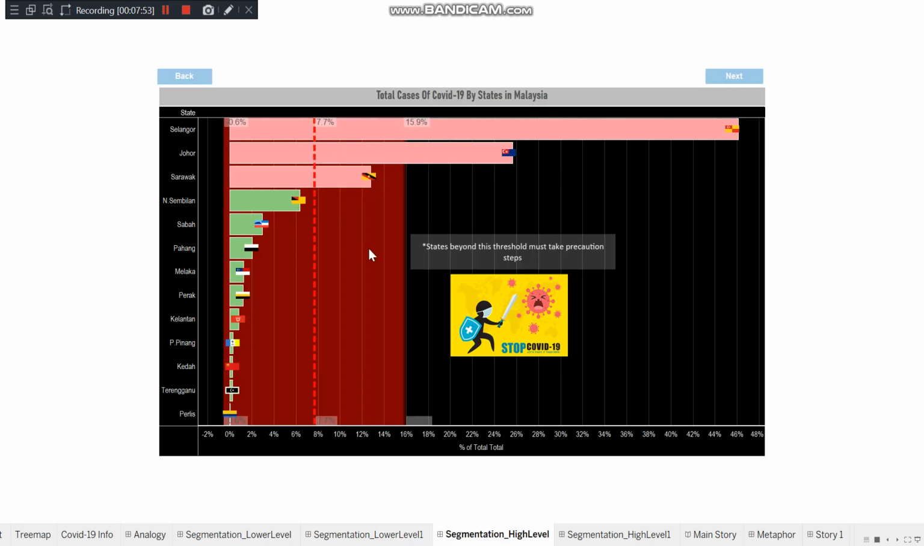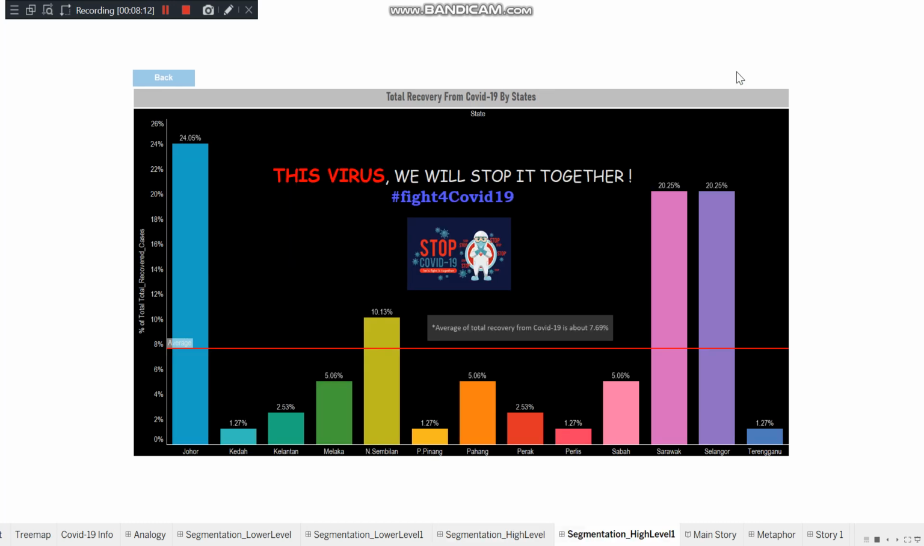This is how we state which state has the highest and the lowest cases of COVID-19. And beyond this threshold, we need to take precautions in order to prevent COVID-19 from spreading widely.